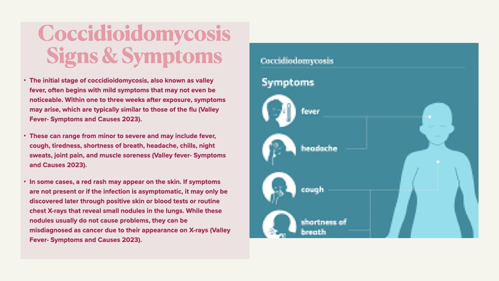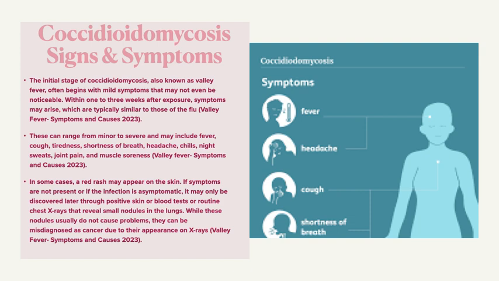Coccidioidomycosis signs and symptoms. The initial stage of coccidioidomycosis, also known as valley fever, often begins with mild symptoms that may not even be noticeable within 1 to 3 weeks after exposure. Symptoms can range from minor to severe and may include fever, cough, tiredness, shortness of breath, headache, chills, night sweats, joint pain, and muscle soreness.